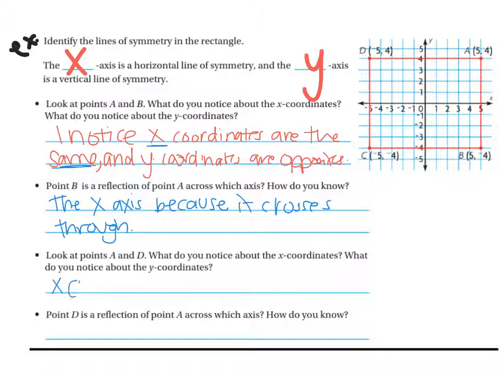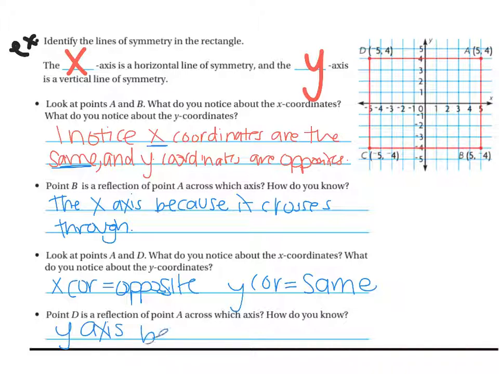And I'm going to shorten this. X coordinate is opposite. Y coordinate is the same. And so point D reflects point A across the y-axis because their y coordinates were the same.